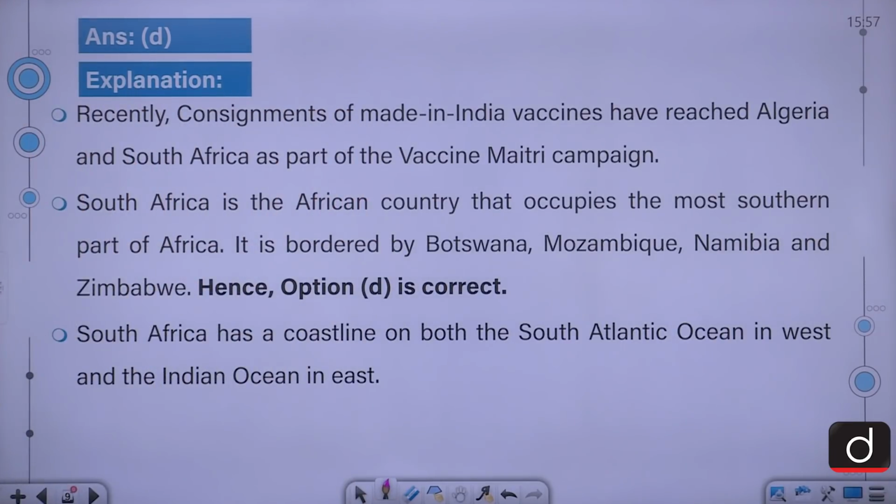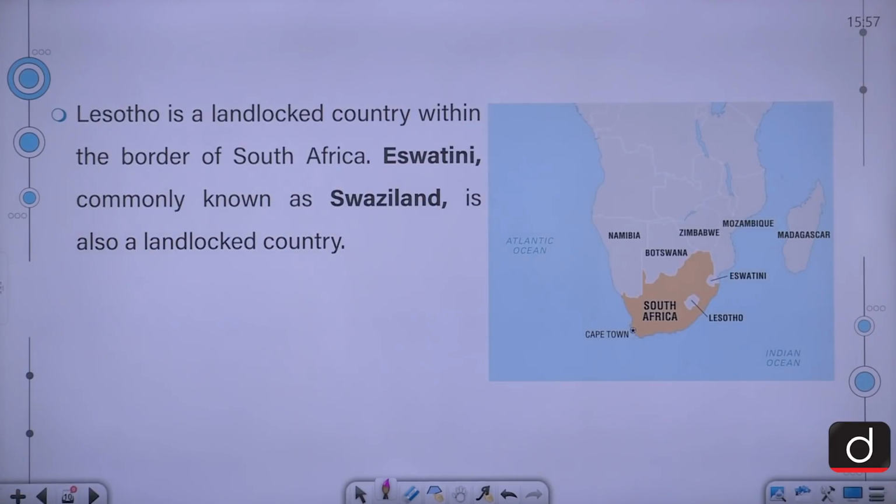South Africa is the African country that occupies the most southern part of Africa. It is bordered by Botswana, Mozambique, Namibia and Zimbabwe. South Africa has a coastline on both the South Atlantic Ocean in the west and the Indian Ocean in the east. Lesotho is a landlocked country within the border of South Africa. Eswatini, commonly known as Swaziland, is also a landlocked country.